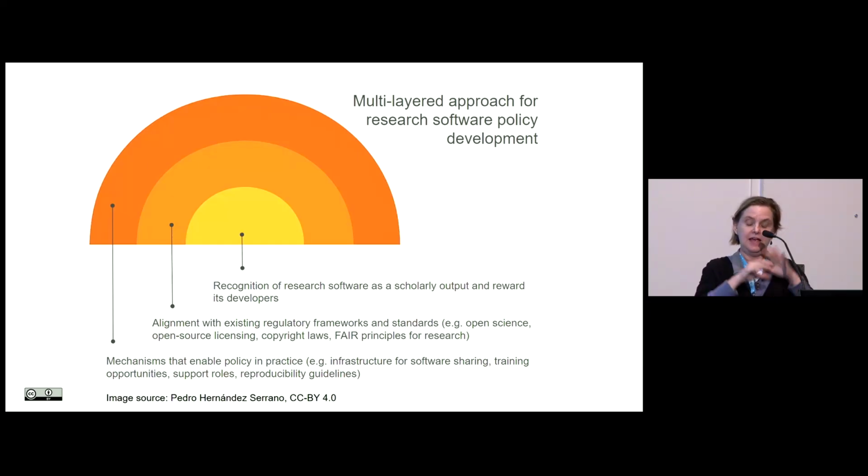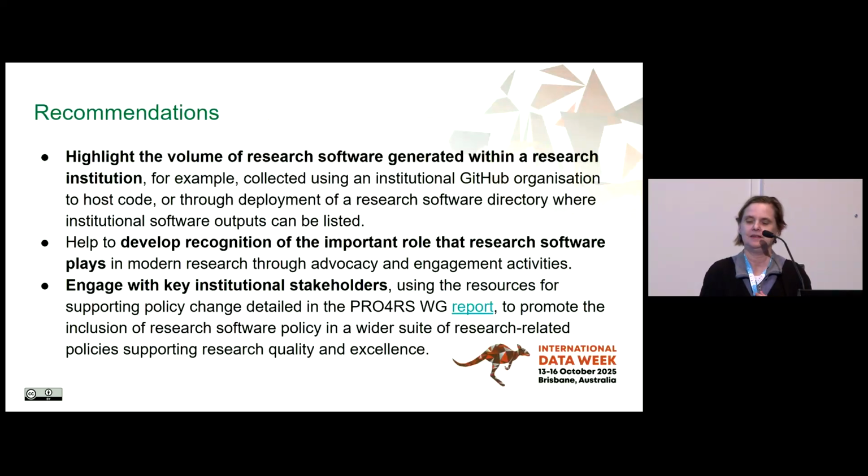And finally, the outer layer is that policy is not enough. You also need mechanisms that help implement policy, such as infrastructure and training opportunities. It's not a great idea to introduce a policy unless your staff are trained already to know how to do something, and support roles, reproducibility guidelines, etc. And so that document also makes some broader suggestions on how to affect that kind of change in an institution.